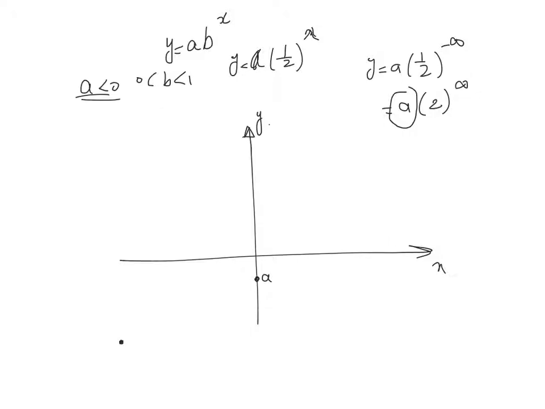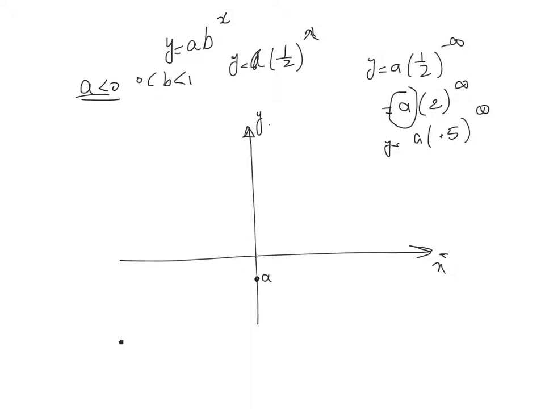Now, when x goes to plus infinity, we get y is equal to a times 0.5, or 1 over 2, exponent infinity. Again, using your calculator, find what is 0.5 exponent 100. You will see it's almost 0. And 0 times a is going to give us 0. So this means that when x goes to plus infinity, which is around here, y goes to 0.